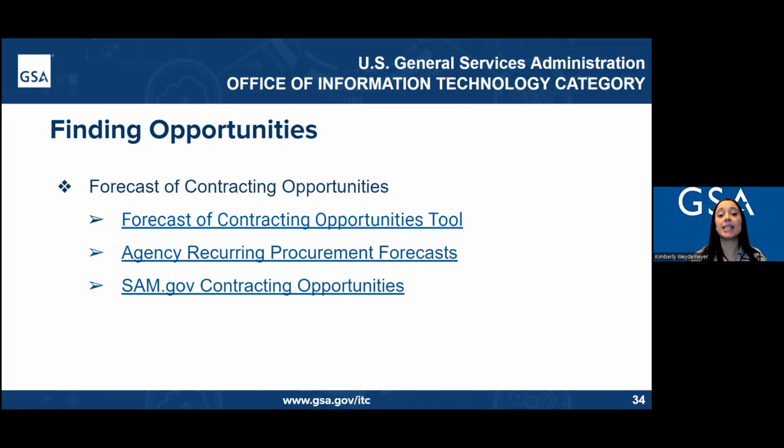Next, we'll be discussing ways to find and track opportunities. We'll first take a look at the Forecast of Contracting Opportunities tool on the Acquisition Gateway. This tool provides a nationwide dashboard of upcoming federal contracting opportunities. We'll also take a look at agency recurring procurement forecasts and also contracting opportunities at sam.gov, formerly known as FBO. Next slide.